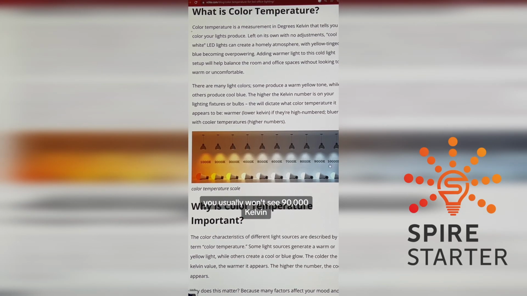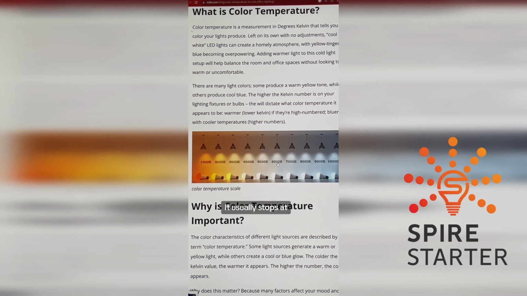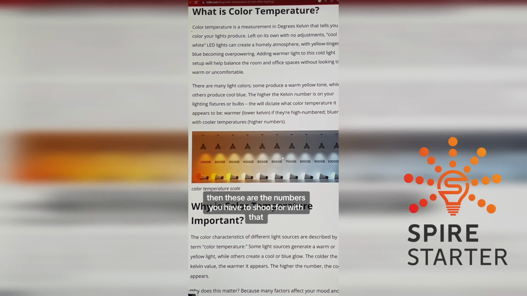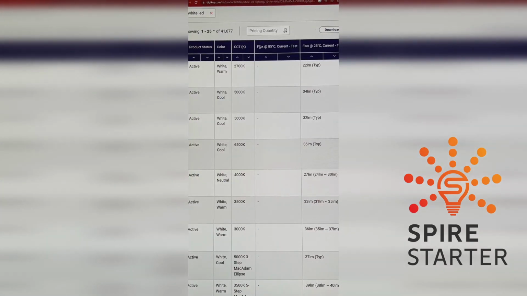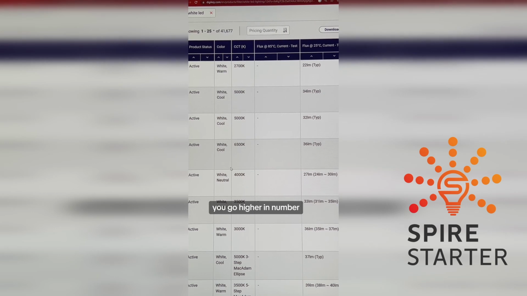You usually won't see 90,000 Kelvin for your interior lighting. It usually stops at maybe 4,500 or 5,000. Some sterile environments might get into like 6,500 K, but that's what that means. If you're looking for a normal neutral white and you want it to look like that, then these are the numbers you have to shoot for with that CCT in Kelvin. Or if you want warm, you go lower. If you want cool white, you go higher in number.